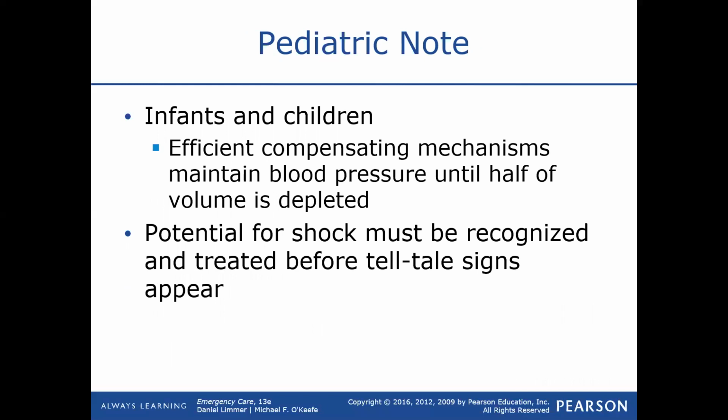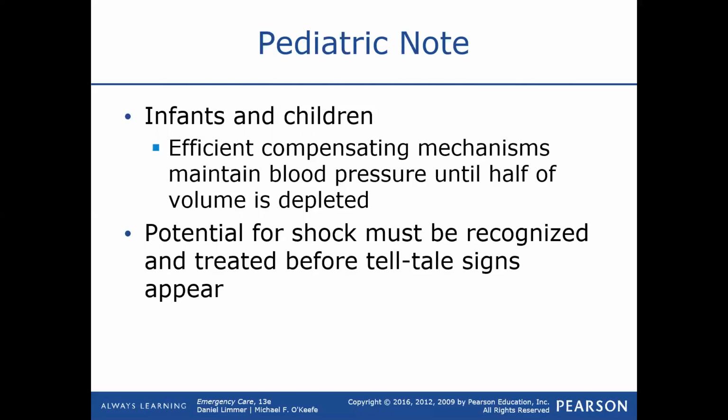Okay, pediatric note. Infants and children, their efficient compensating mechanisms maintain blood pressure until half the volume is depleted. Think about that. If a kid is bleeding out, they can compensate and appear completely normal with half of the blood volume. So what that's telling us is that kids can compensate very, very well. But the problem is that when they start to decompensate, it's over. They are in bad shape.